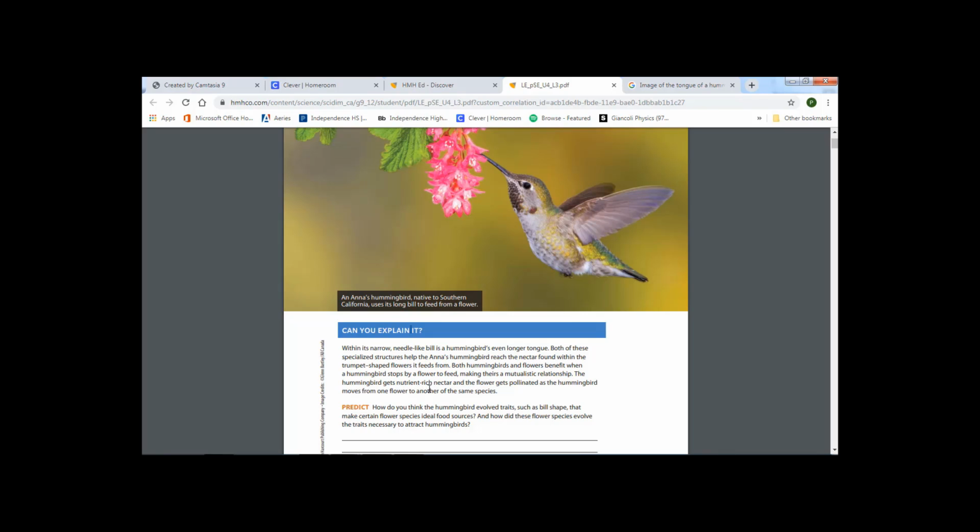The hummingbird gets nutrient-rich nectar, which is what the hummingbird gets, and the flower gets pollinated as the hummingbird moves from one flower to another flower of the same species. So some pollen from these will get on the hummingbird, and as it moves from flower to flower, it pollinates these things. So the first thing is, let's look at the tongue of a hummingbird, which we can't see here.